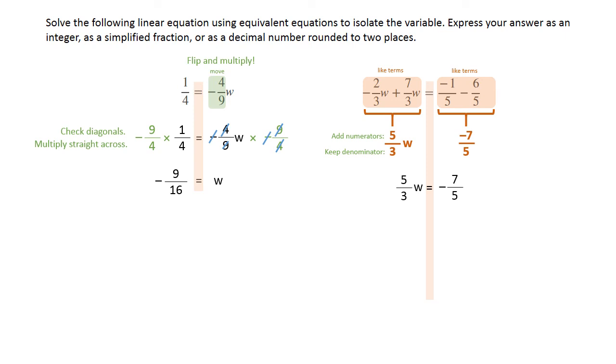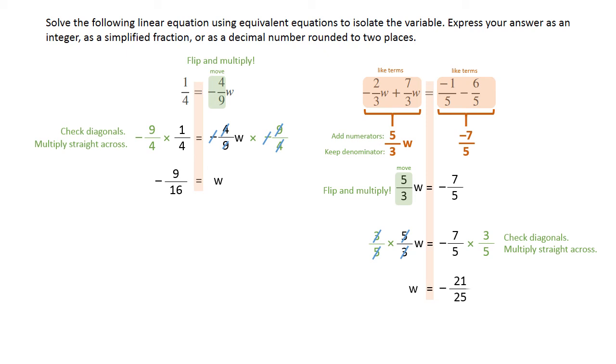We want to move the fraction that's next to the variable, so that's the 5/3. That's the one we're moving. We're going to flip it and multiply it. So looking at the original equation, multiply by 3/5 on both sides. That cancels out the fraction on the left-hand side. And on the right-hand side, check your diagonals. Everything looks good, so multiply straight across. -21/25 is your final answer.